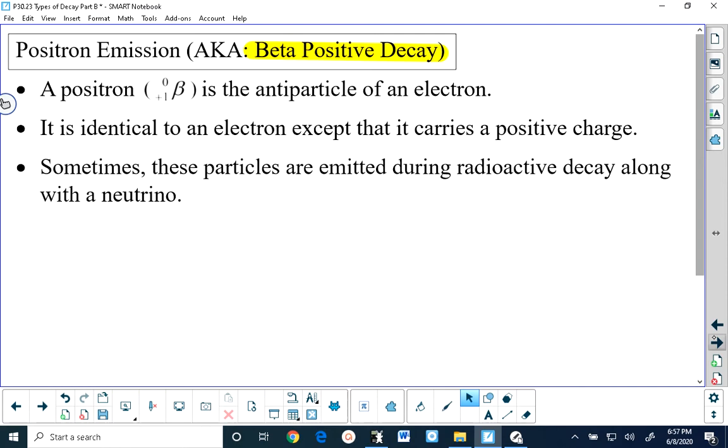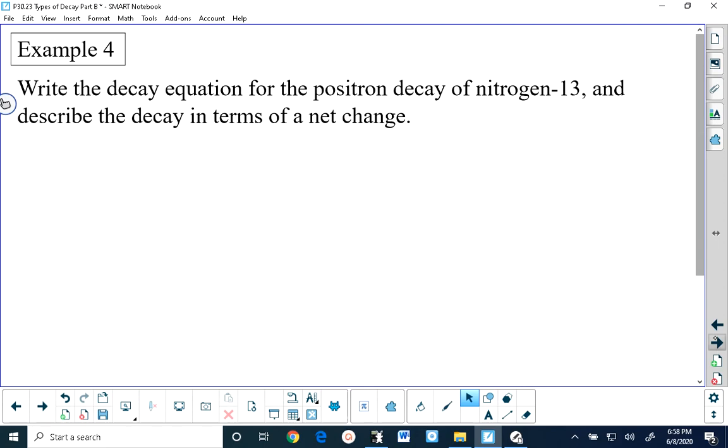If you could hold an electron in one hand and a positron in the other hand, and you can't, everything about those two particles would be identical, except that the positron would be positive and the electron, of course, is negative. Sometimes these particles are emitted during radioactive decay. And by the way, when they are emitted, there's another particle that goes along with them called a neutrino. So in this example, we're going to learn how to write the decay equation of nitrogen-13 if it's positron decay.